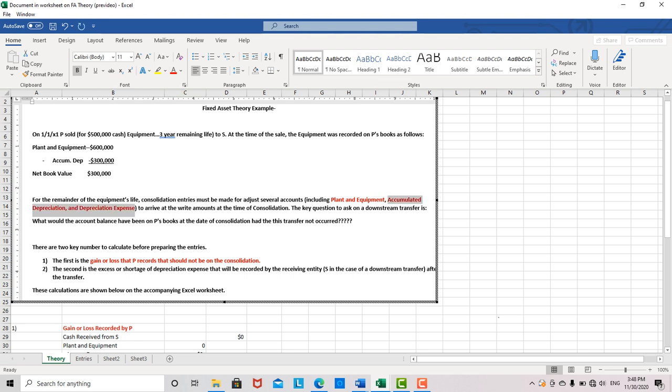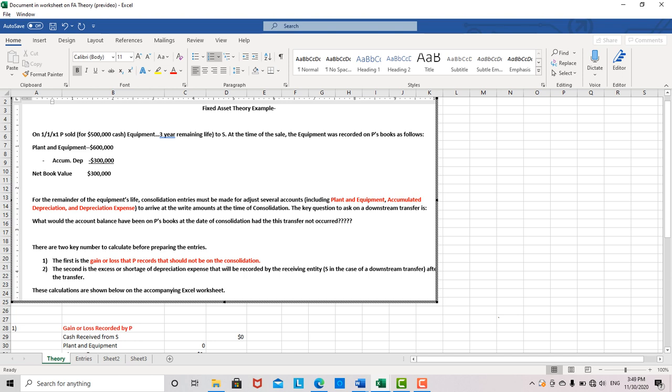Okay, and so the first question is, we've got to know by how much these accounts will be misstated in order to make the adjustments to go from the post-intercompany transfer amounts to the pre-intercompany transfer amounts. Really, there are two key numbers to calculate before preparing any journal entries.